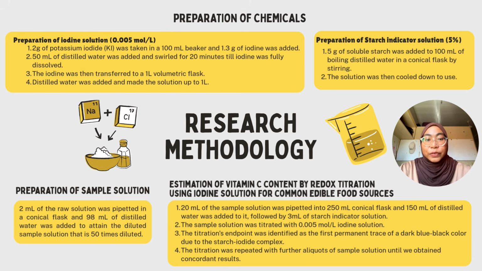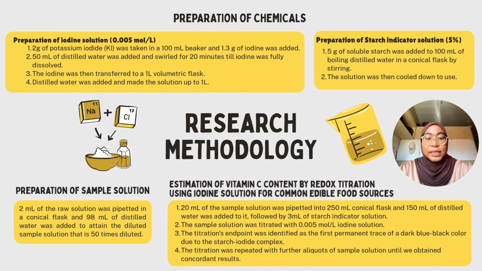And next, we move to the preparation of starch indicator solution 5%. The first step, 5 grams of soluble starch was added to 100 ml of boiling distilled water in a conical flask by stirring. Then, the solution was cooled down to use. Move forward, we move to the preparation of sample solution. The 2 ml of the raw solution was pipetted in a conical flask and 98 ml of distilled water was added to attain the diluted sample solution that is 50 times diluted.